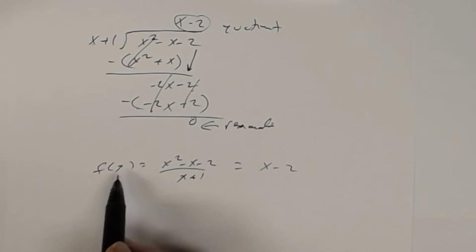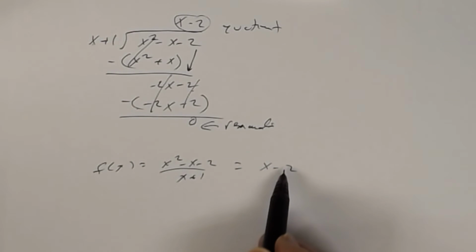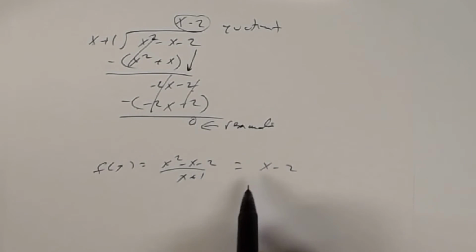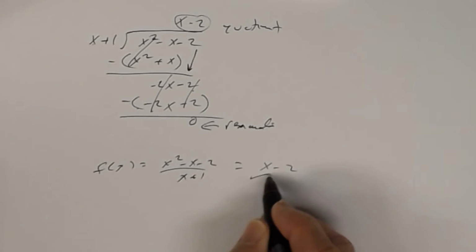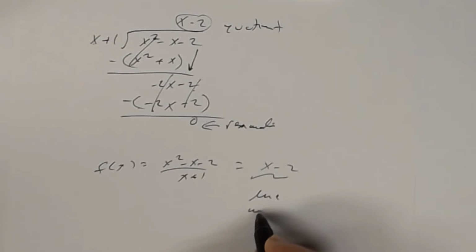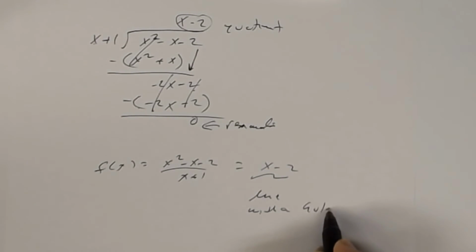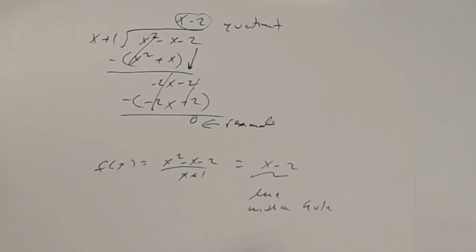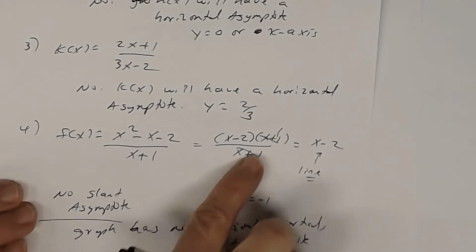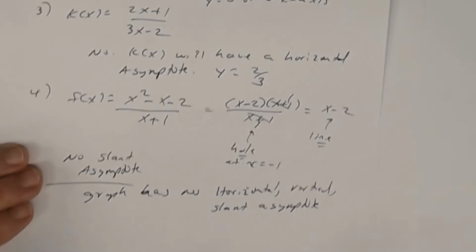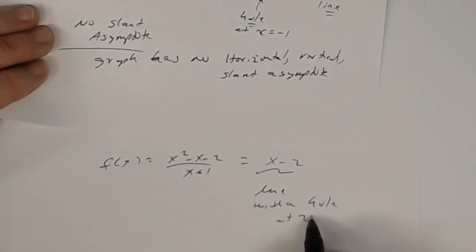So this reduces to this. There is no remainder. The remainder is 0. And so this right here is just a line. Your graph is a line with a hole. It's a line with a hole because when you factored, the x plus 1's divided out, and it's a hole at x equals negative 1.